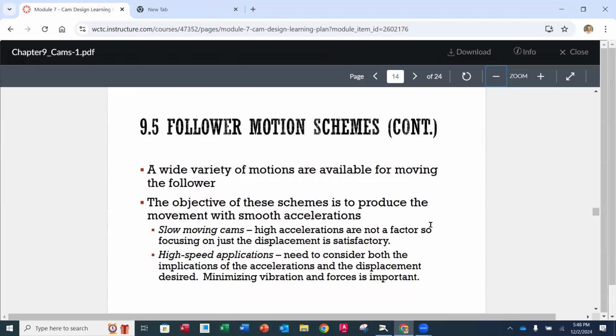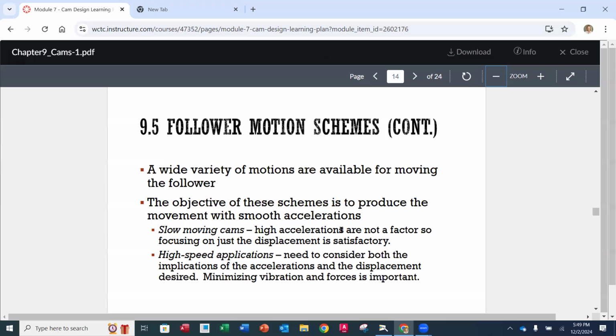There's a wide variety of motions that are available for moving your follower. There are going to be ones that are appropriate for slow-moving cams and ones that are appropriate for high-speed applications. Normally, you can take high accelerations, and we'll see that in the diagrams we look at in just a minute. We can use those for slow-moving cams.